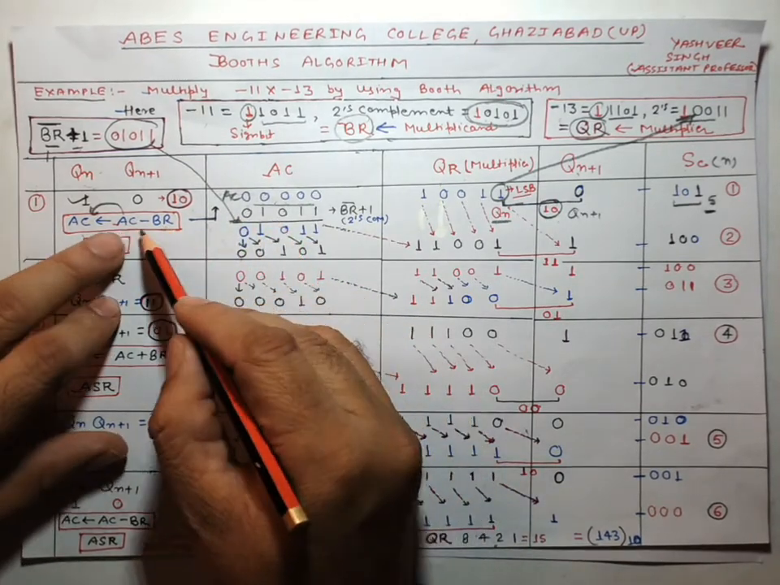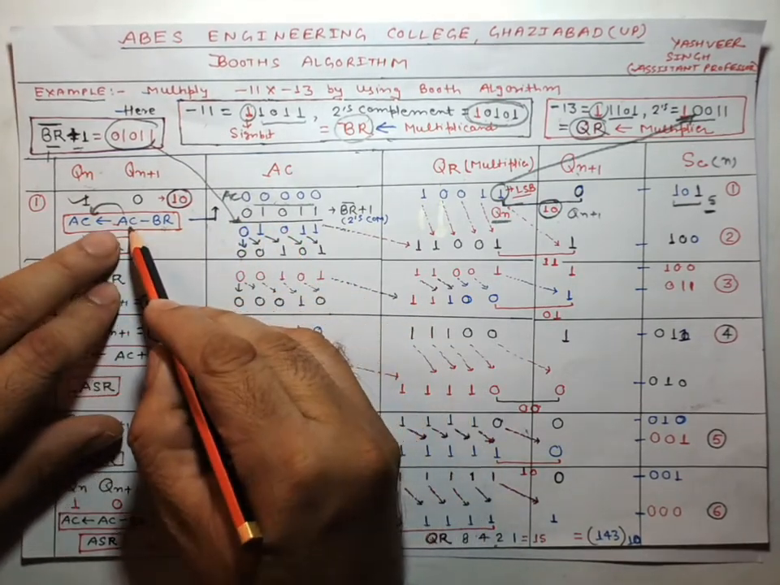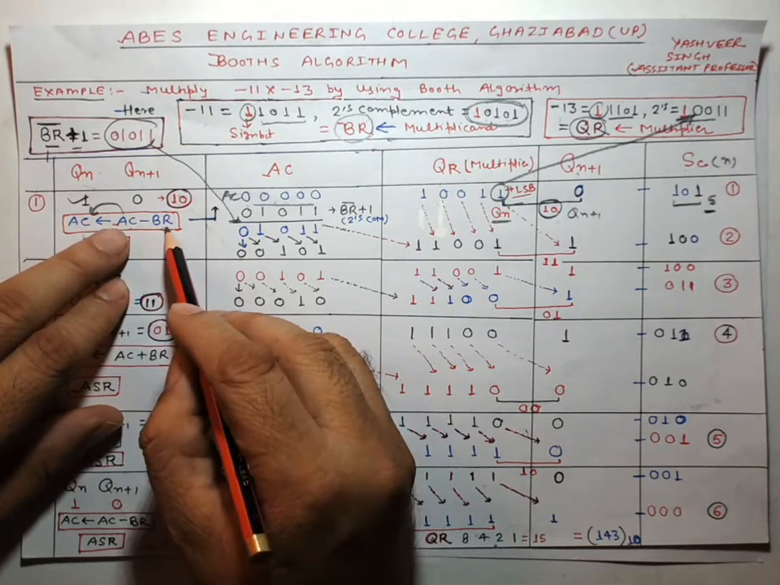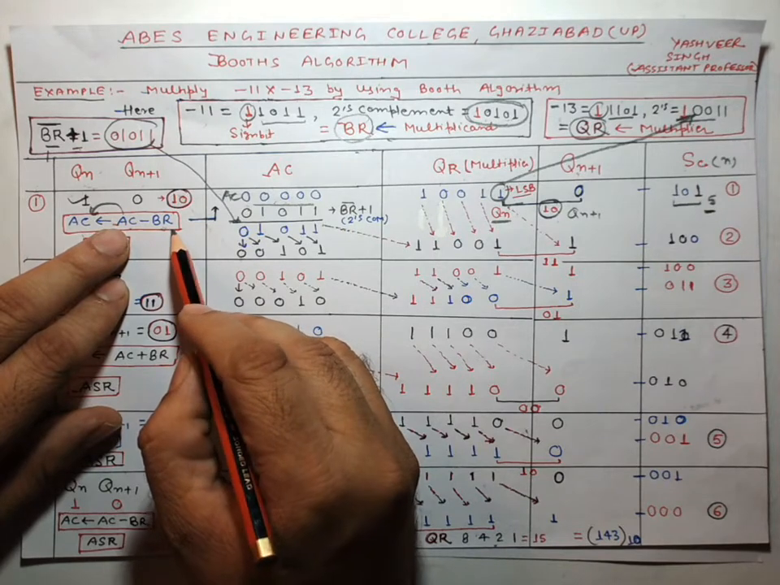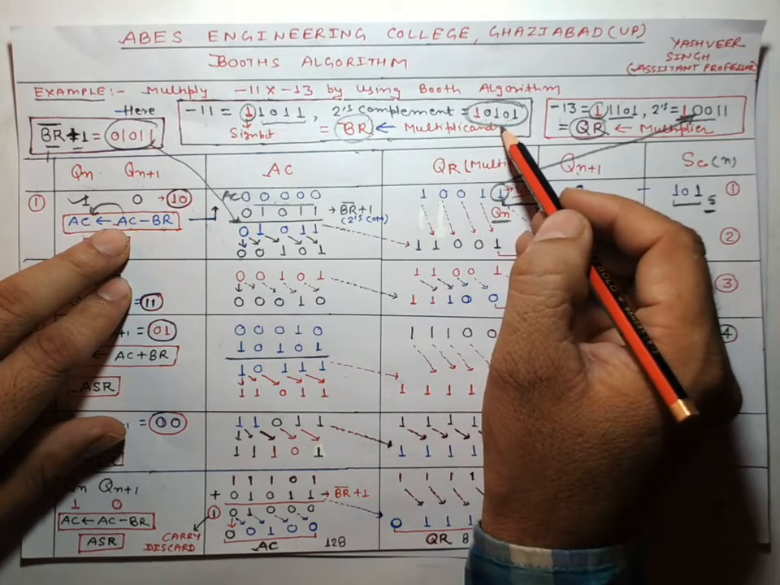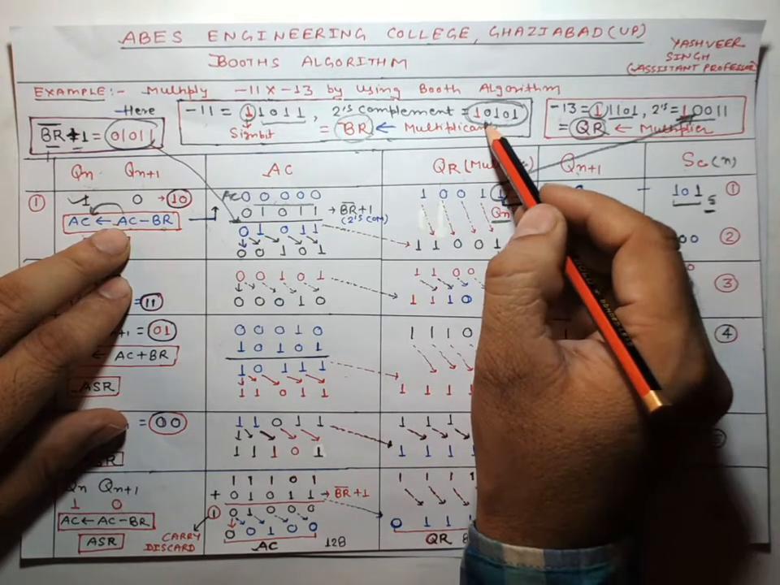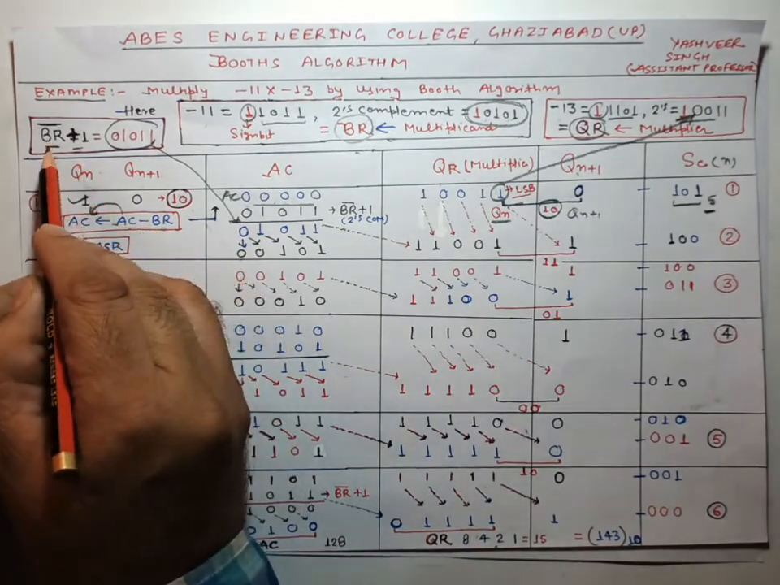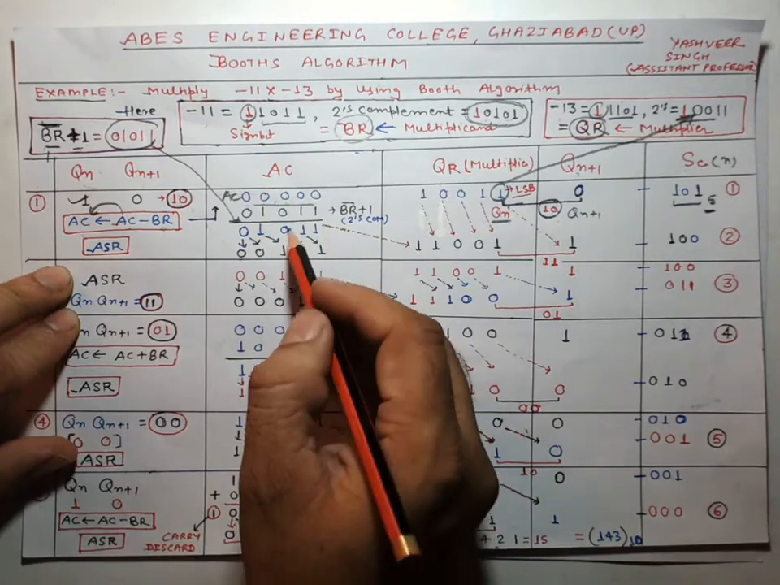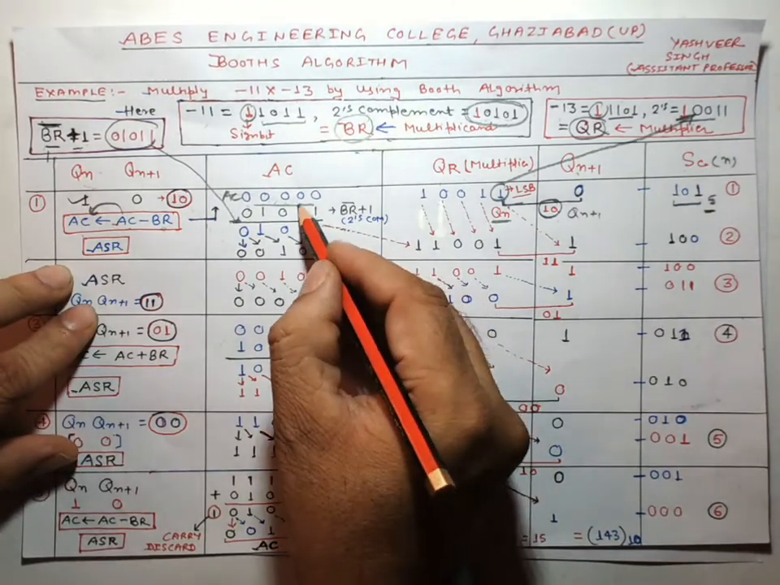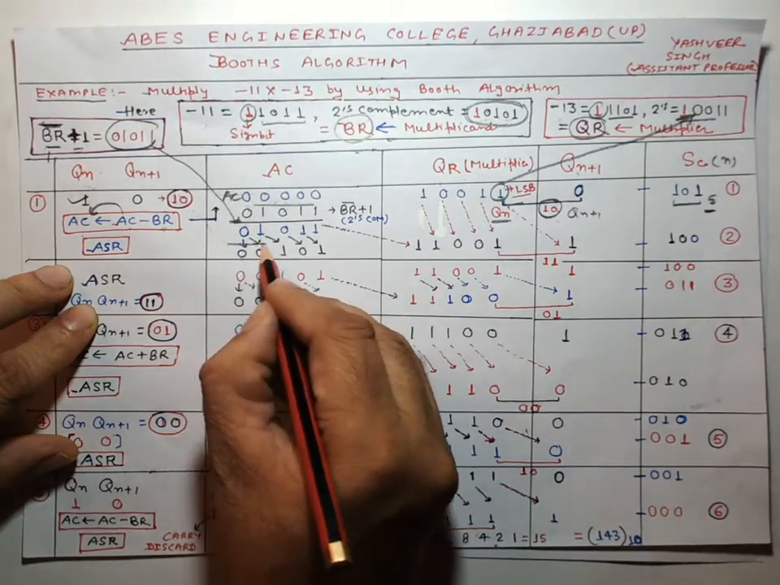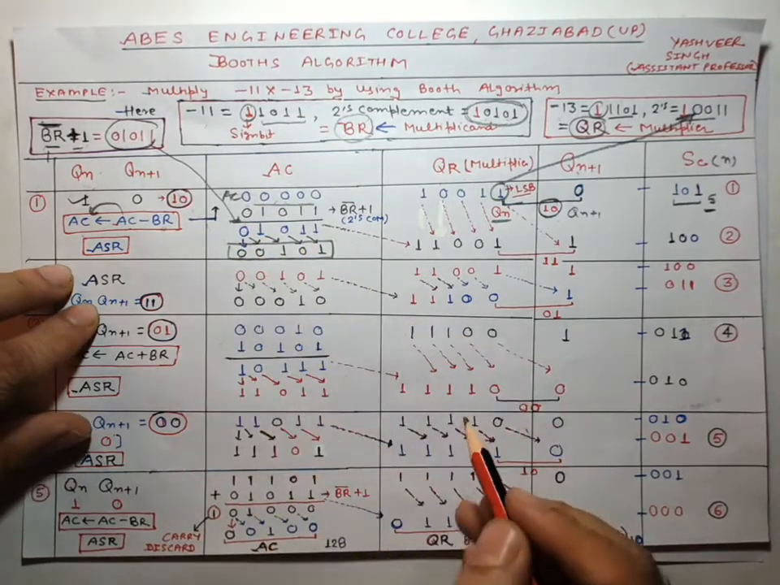It means that in AC minus BR, this is the minuend and this is the subtrahend. So if we want to subtract AC minus BR, then first of all we have to take the 2's complement of the BR. BR is here 10101, and if we calculate the 2's complement of 10101, we take BR's first complement plus 1, and we will find the output 11011. Okay, this is the new value of the AC.